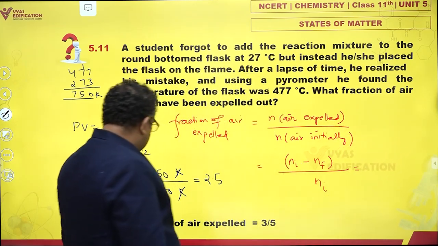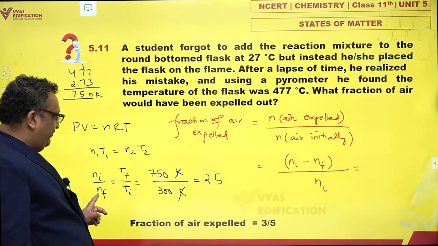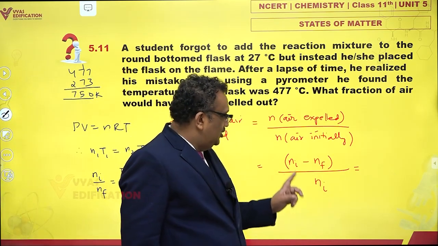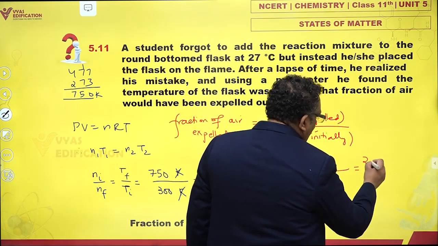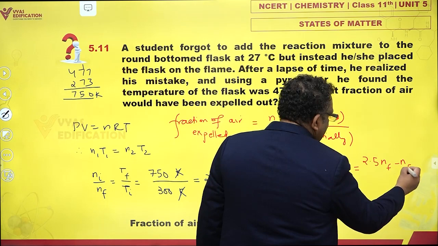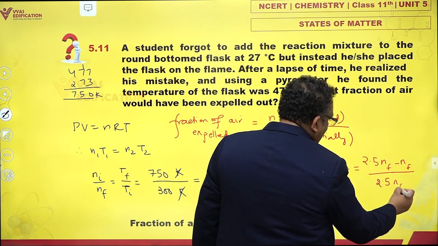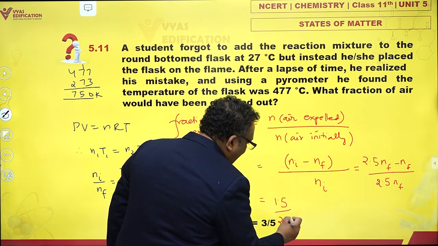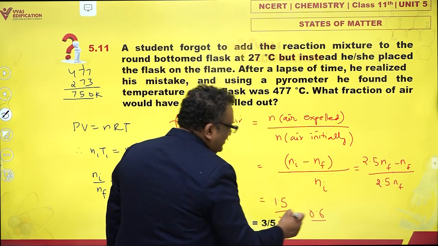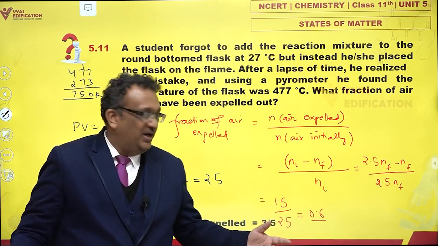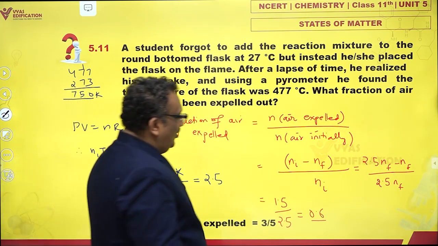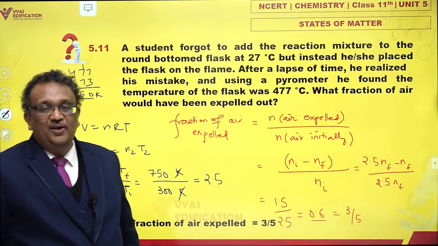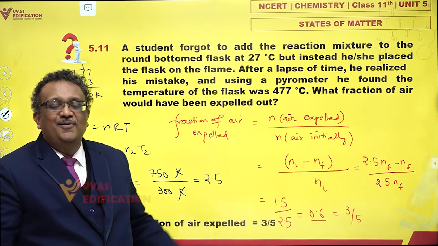I have a relation. Of course, I have a relation. 2.5 times N final is N initial. So the fraction is 2.5 N final minus N final upon 2.5 N final. This N final is cancelling, and this comes out to be 1.5 by 2.5, which is 0.6. The fraction of air that has been expelled out is 0.6, or if you want to convert this to a fraction, 3 by 5. 3/5 of the original air has been expelled because of this heating.